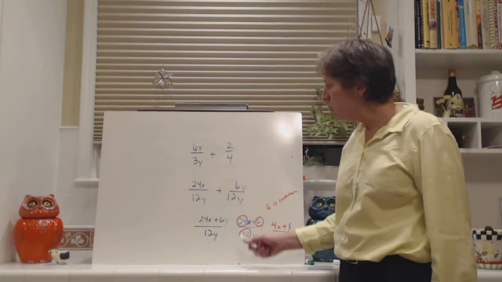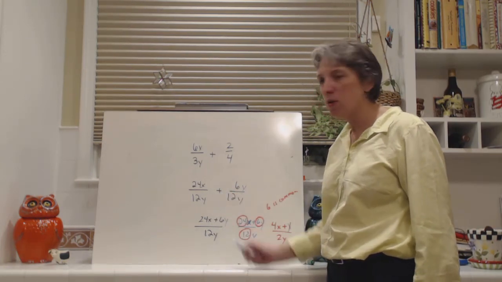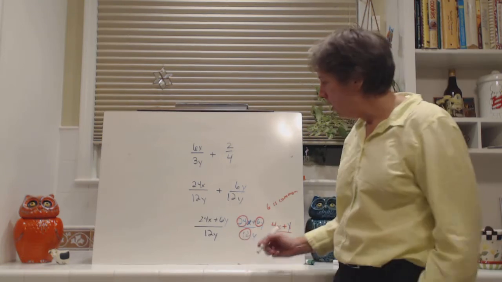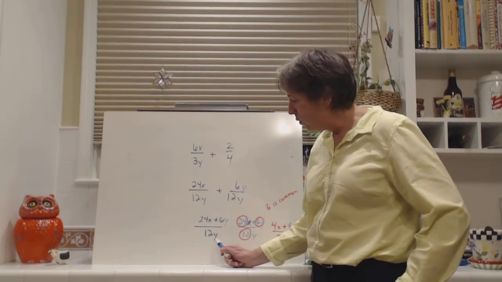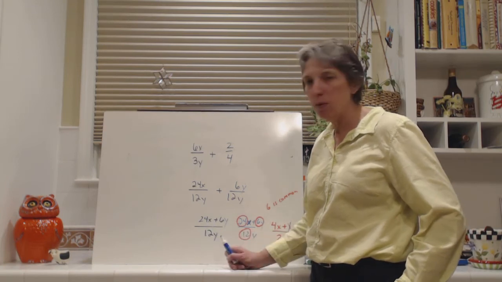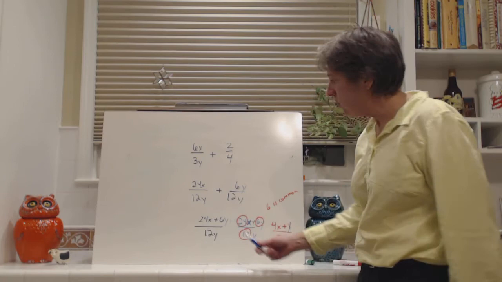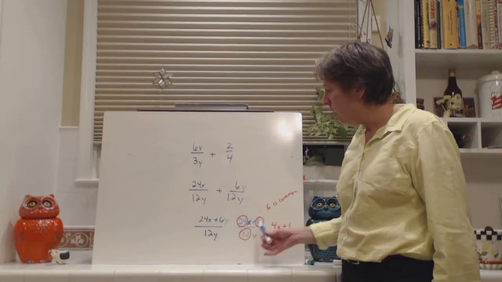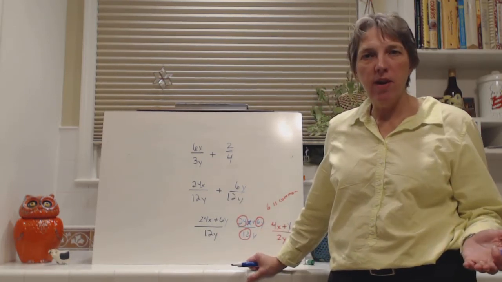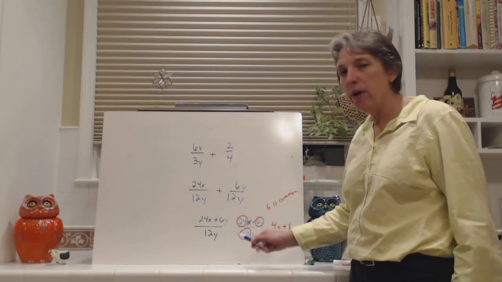Now, notice what happens. I'm going to write 24x plus 6y over 12y. Now watch. What's unique about this? There's a y in the denominator. There's a y with the 6y, but there's no y with the 24x. So we can't do anything there. However, look at this. 24, 6, and 12 all have what common factor? 6. See, all three of them have it.